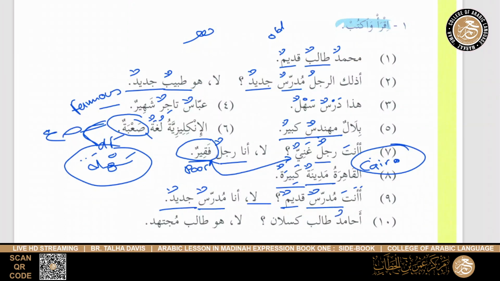أحامد طالب كسلان؟ لا هو طالب مجتهد. So you haven't been paying attention, Umar. ما معنى الجملة؟ Is Hamid a lazy student? No, he is a hardworking student. أحسنت. أين المنعوت؟ طالب is the man'ut and كسلان is the na'at. And مجتهد is نعت also.